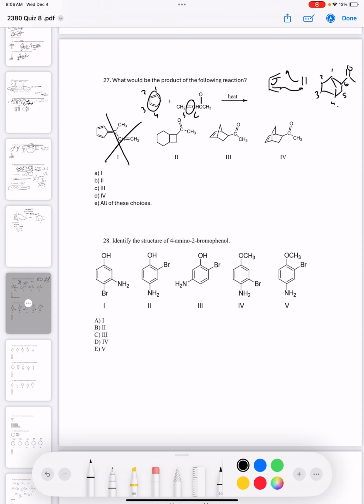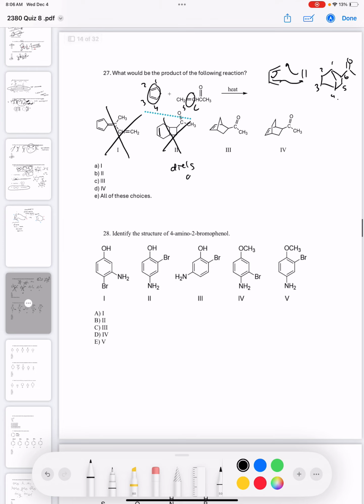This doesn't even make a 6-membered ring, so that can't be right. This makes a 6-membered ring, but it doesn't have the alkene in it, so that can't be right. So I can immediately eliminate 1 and 2 because they don't make what the Diels-Alder product makes. Diels-Alder needs a 6-membered ring with an alkene in it. So you can eliminate wrong answers and get down to here and here. The difference between these two is this has 1 carbon bridging between 1 and 4, and this has 2 carbons bridging between 1 and 4, but here we only had 1 carbon between 1 and 4, so this one's not right, and this is our right answer.